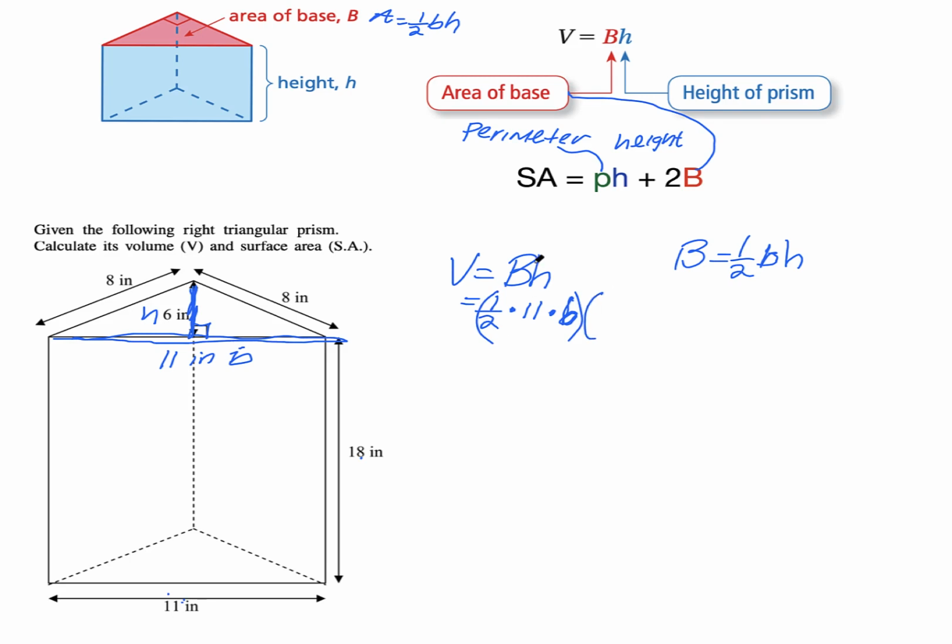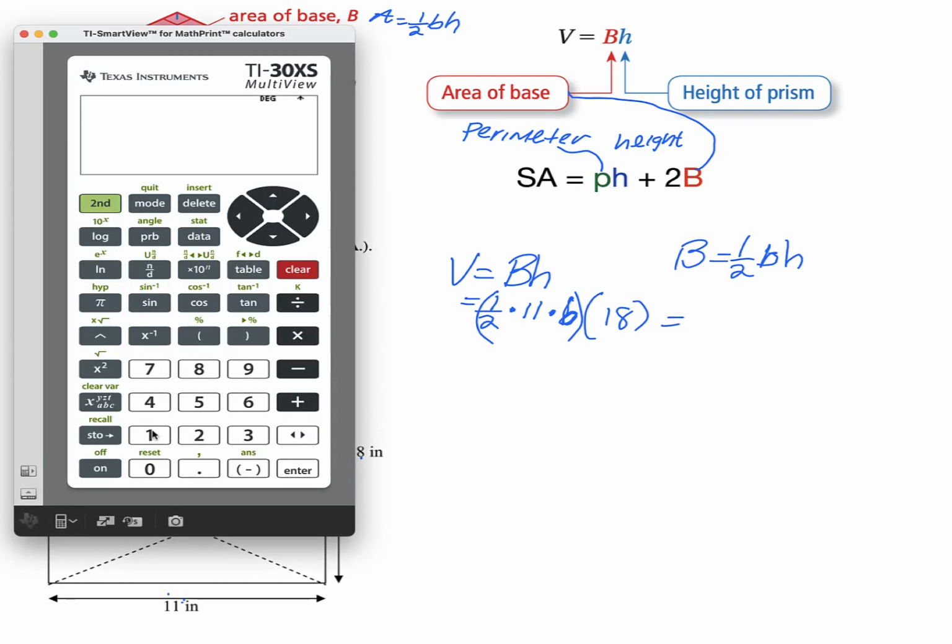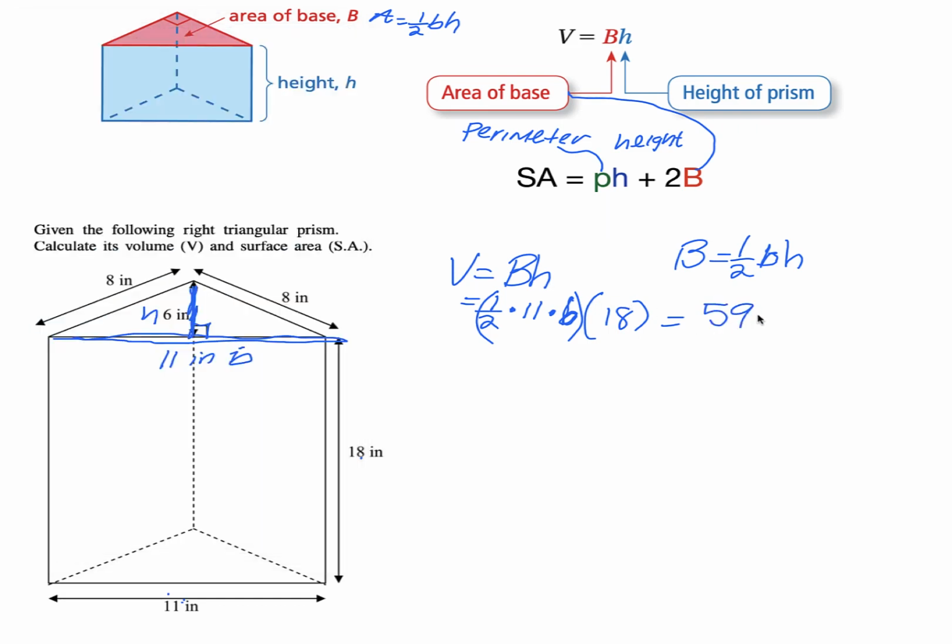And now we're going to multiply that by the height of the prism, and the height of the prism is 18. We're going to put all of that in our calculator. So we have a half, and then multiply by 11, multiply by 6, multiply by 18. Since everything is straight multiplication, you can just put everything in your calculator. I hit enter. My answer is 594, and this will be cubic inches because we're finding the volume.